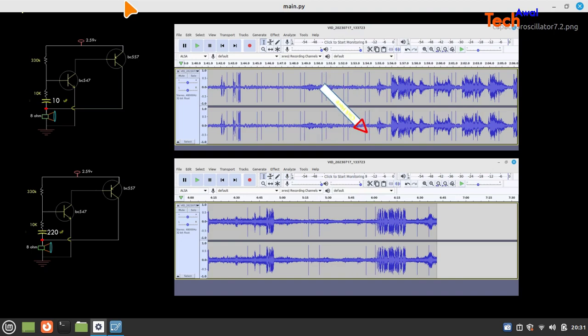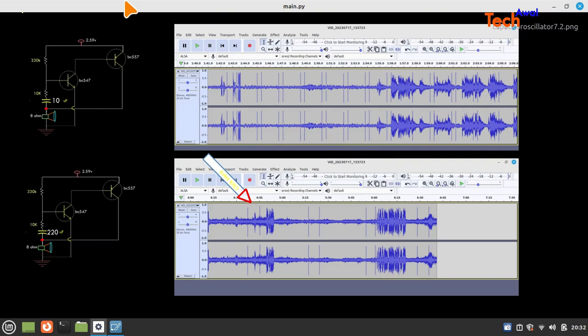Okay, and for 220, it takes a lot of time. So if I say that it starts at, okay, around, I believe, 4 minutes 37 seconds, and then 6 minutes 30 seconds. So around 2 minutes it takes to oscillate 4 times. So it is quite slow.